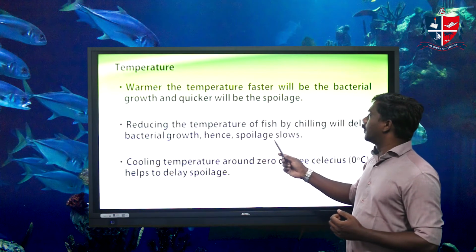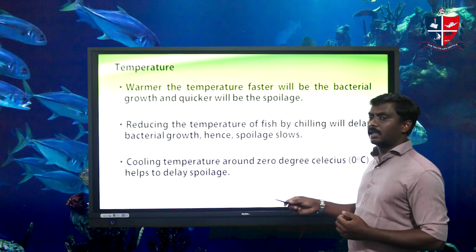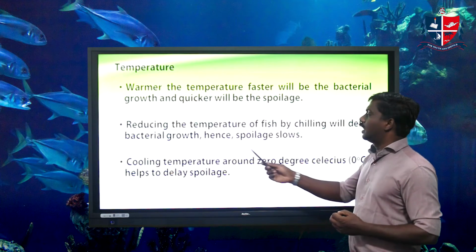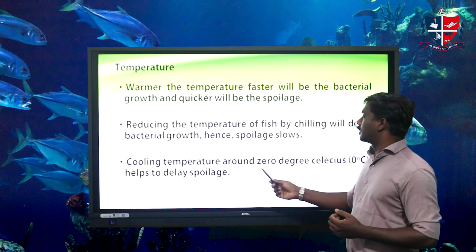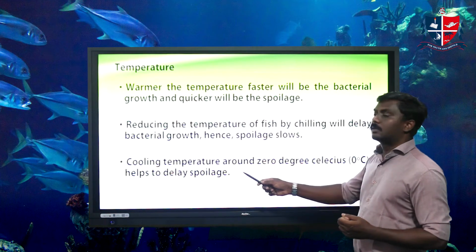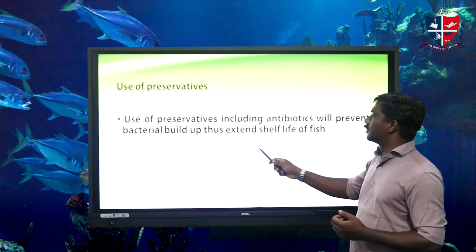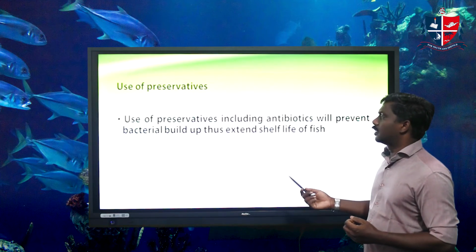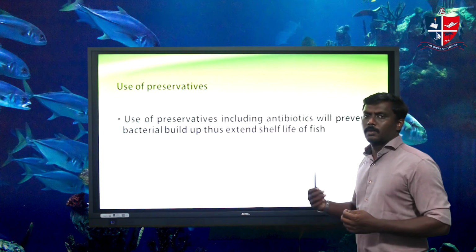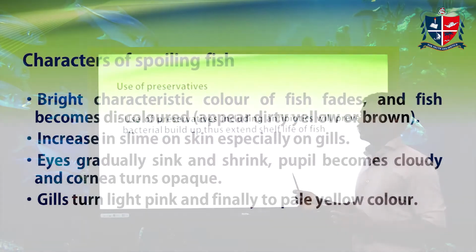Reducing the temperature of the fish by chilling will delay bacterial growth, and cooling to around 0 degrees Celsius helps to delay spoilage. Temperature is another factor. Then use of preservatives. Some preservatives, such as antibiotics, are used for preventing the spoilage of the fish.